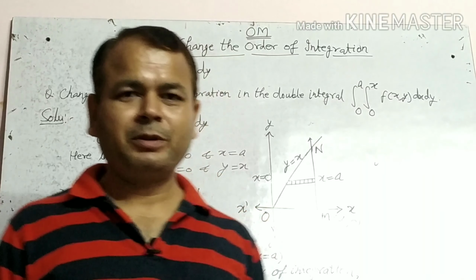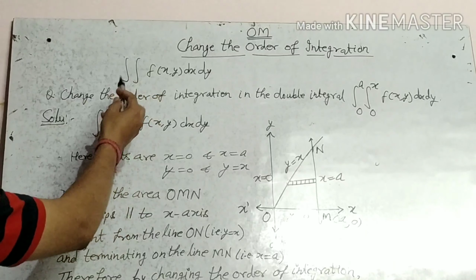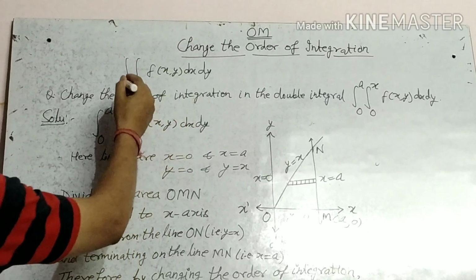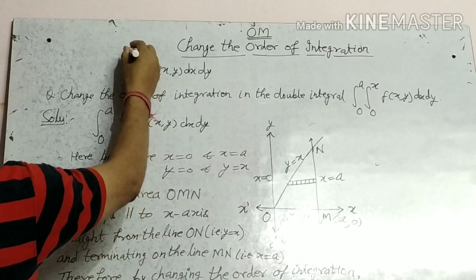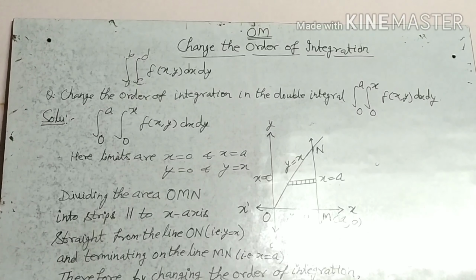Students, today we will discuss changing the order of integration. Now it is a double integral f(x,y) dx dy. Let us suppose both limits are given, a to b and c to d. If both limits are constant, then you are free to integrate first with respect to x or y as you like.